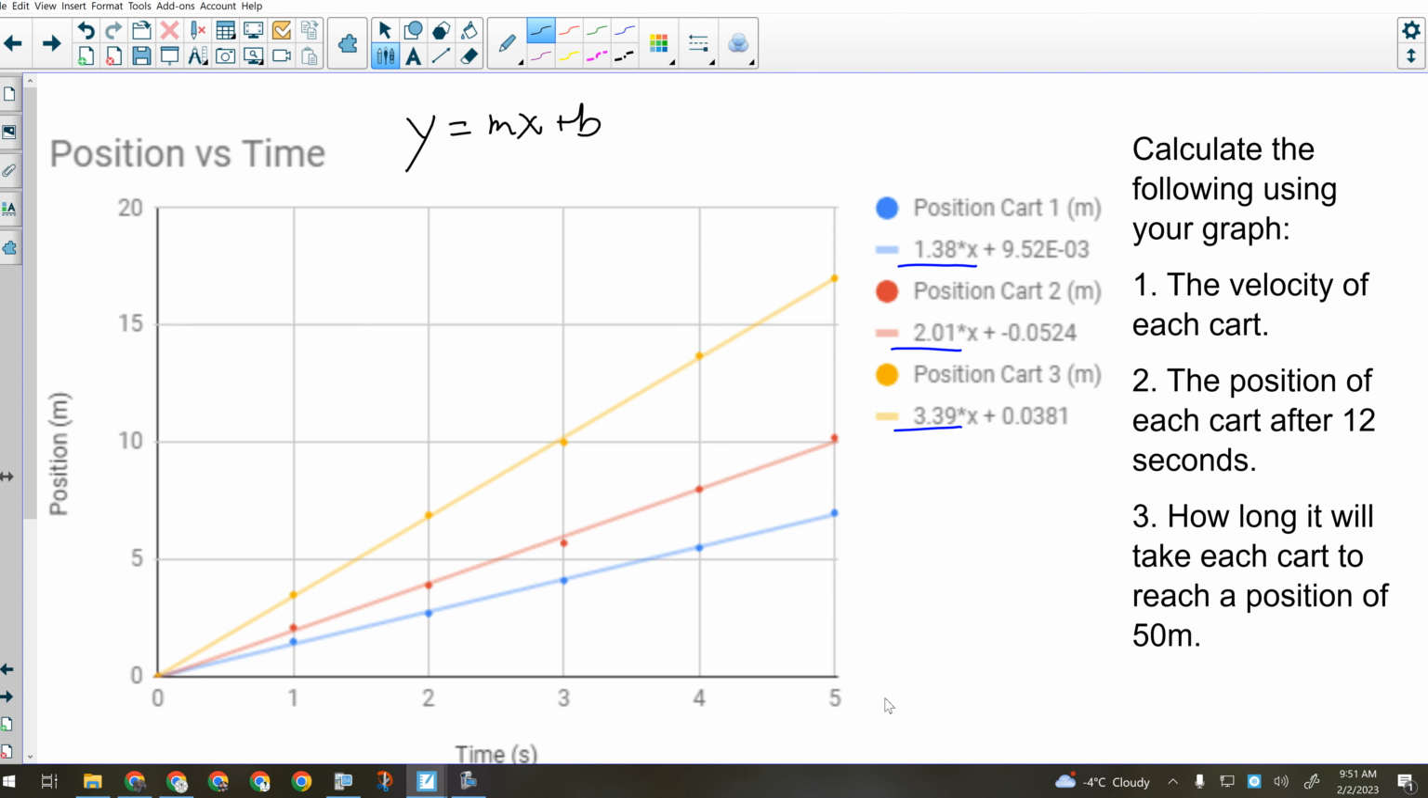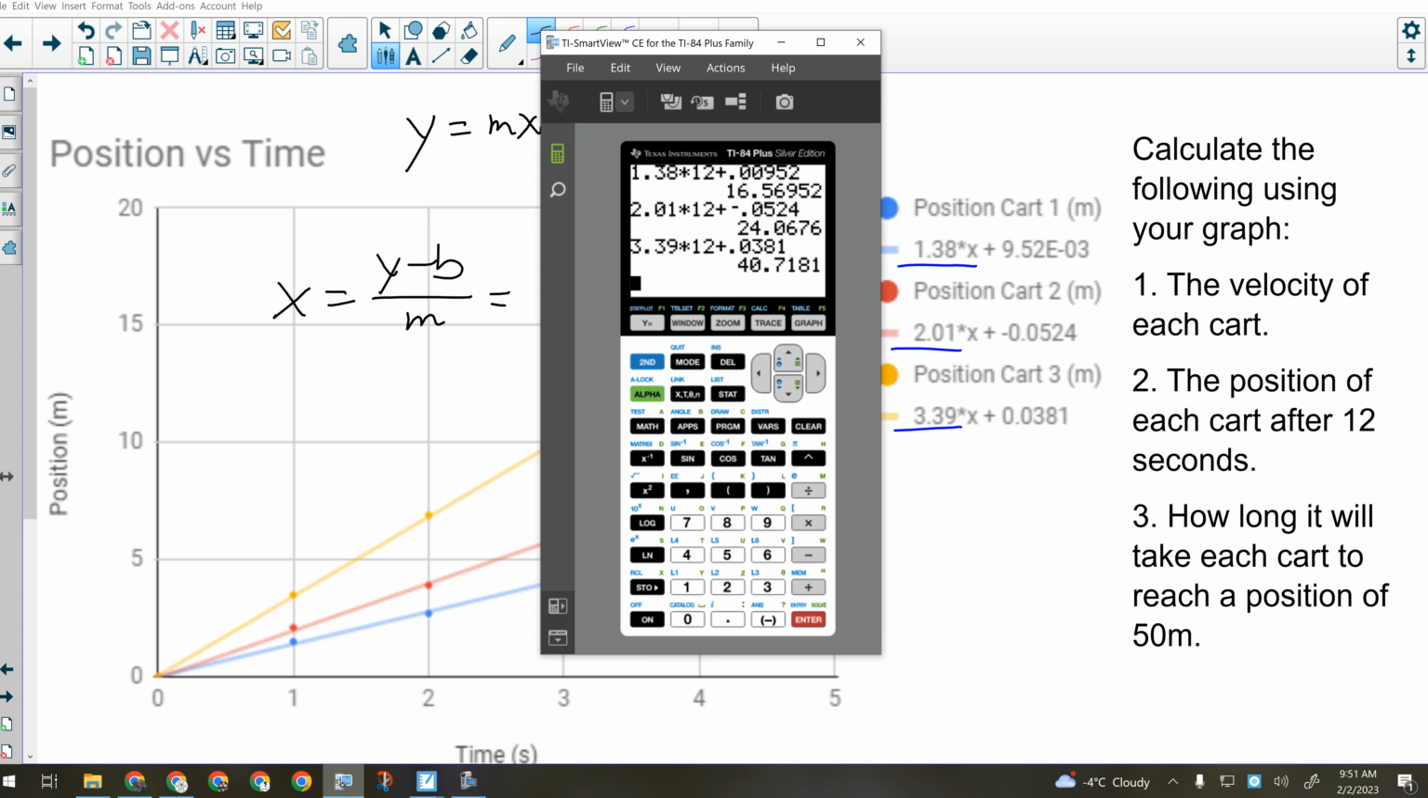And then for question number 3, we're solving for x now because we want to know how long. Time is on the x-axis. So for each one of those, x will be y minus b over m, just putting in the appropriate numbers again for each cart. So we would have 50 minus 0.00952 divided by 1.38. So we're looking at 36 seconds for cart number 1.